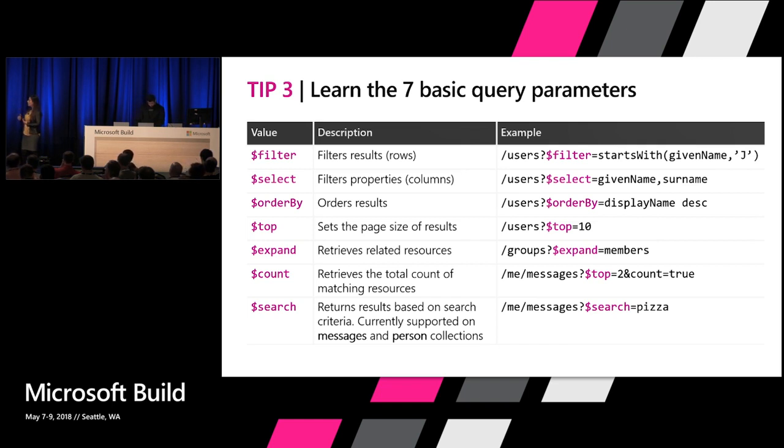In a similar fashion, I can use select to bring just a projection of the properties of that resource. For example, I can select just the name, the surname, and the job title. I can order by the results. I can page as well. For example, with top, I can say, just bring me the top 5 results. I can expand. In the first demo, where we got the details of the file and then expanded to the thumbnail, we can do that in a single request. We can count and search as well.